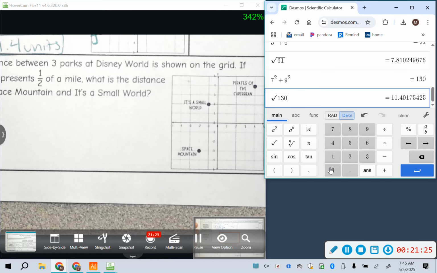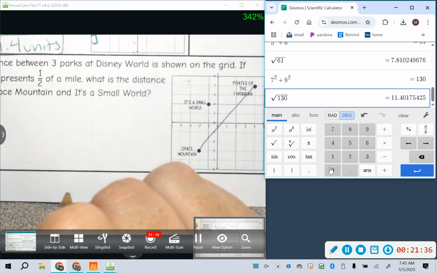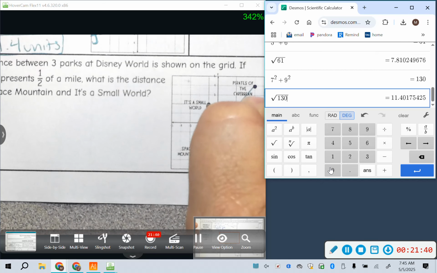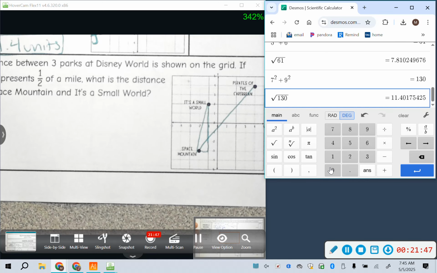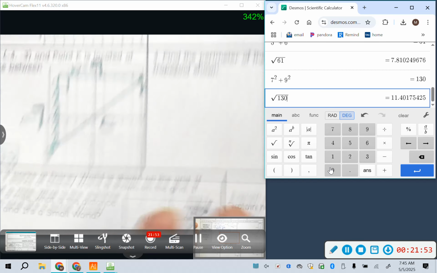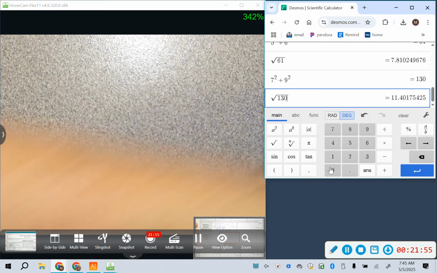One more I want to talk about is this one. It says the distance between the park at Disney World is shown on the grid. If each unit represents half of a mile, what is the distance? So could we just draw a triangle? We don't even need that one if we read it like I should have done. We just need these 2. So would we just draw down and over? Yes. Does that make sense? Make a right angle and you can figure it out no matter what. Cool? Awesome.